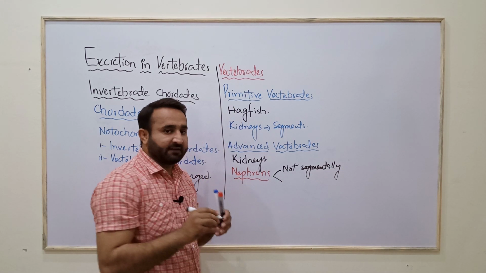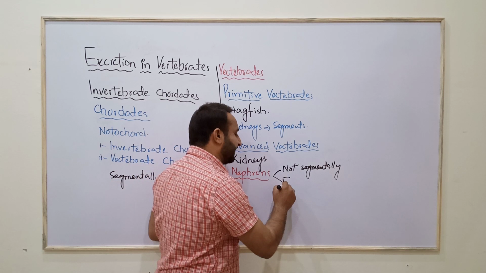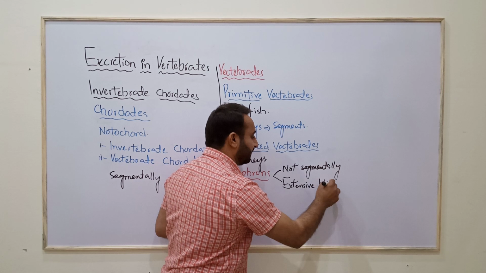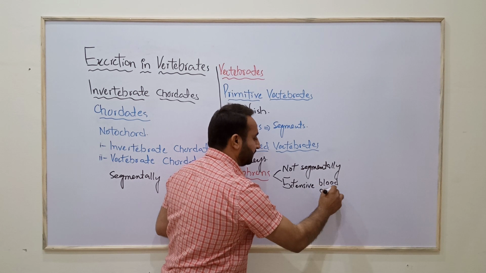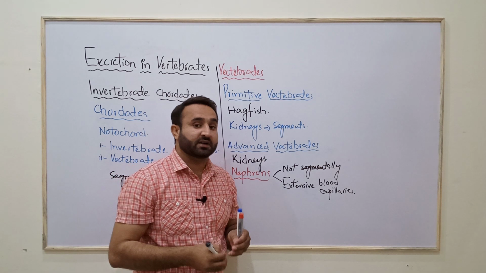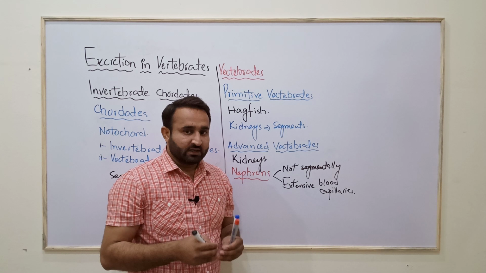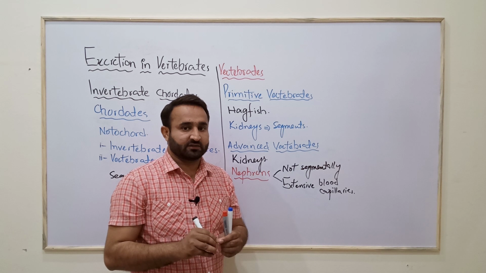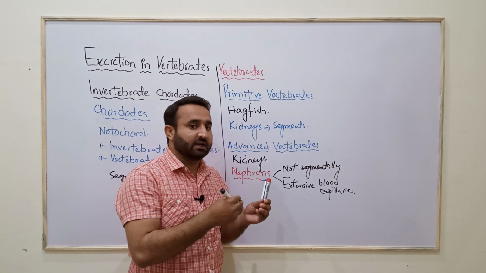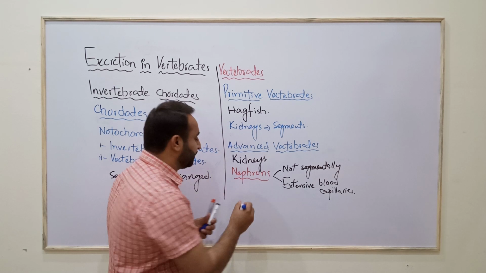nephrons have extensive blood capillaries surrounding them. These blood capillaries actually are for reabsorption of water, reabsorption of useful salts, because the water conservation is the most important thing for the animals living on land. So nephrons are the functional units of the kidneys.